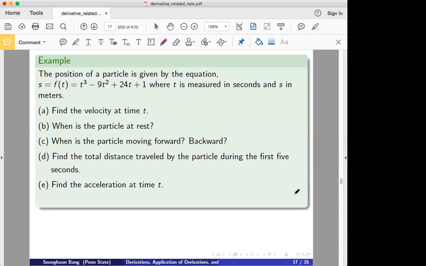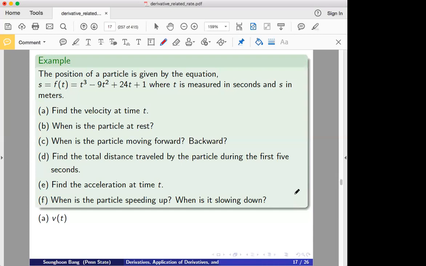Find the acceleration at time t. The last one, when is the particle speeding up? When is the particle slowing down? This is like all questions. So here, how can you find v of t? How can you find the velocity?